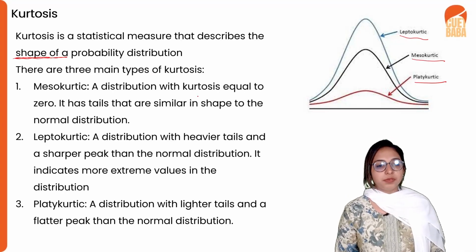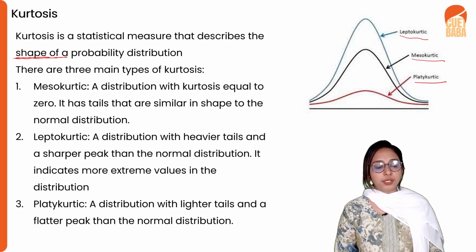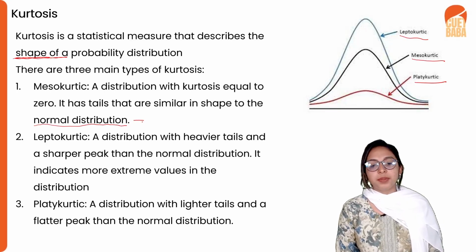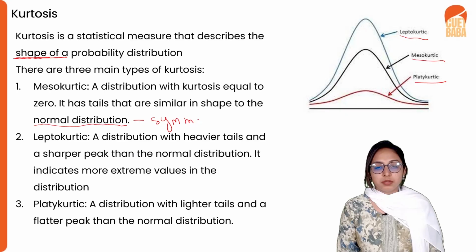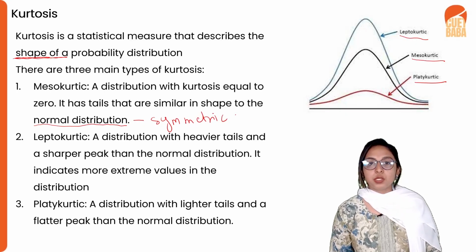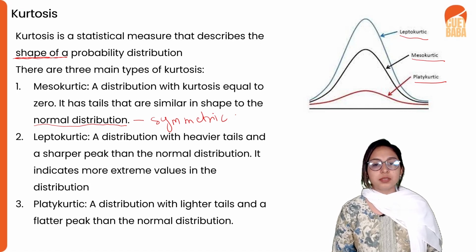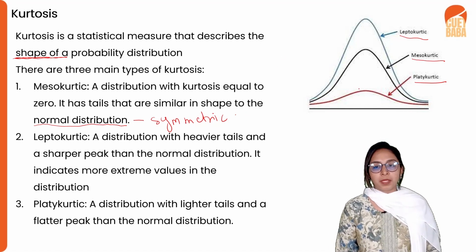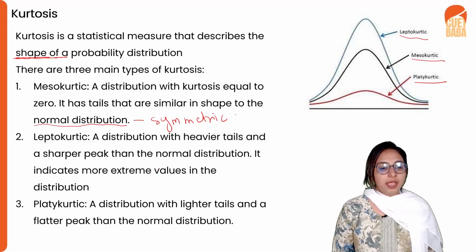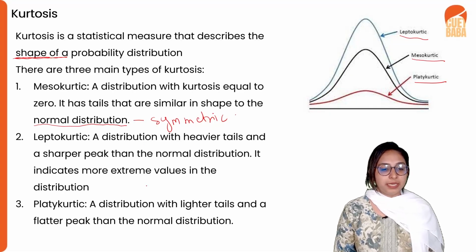A distribution with kurtosis equal to 0 has tails that are similar in shape to a normal distribution. I have mentioned that we consider the normal distribution as an ideal symmetric distribution. So a normal distribution is mesokurtic, having a kurtosis value equal to 0. Then leptokurtic is a distribution with heavier tails and a sharper peak than the normal distribution. It indicates more extreme values in the distribution.